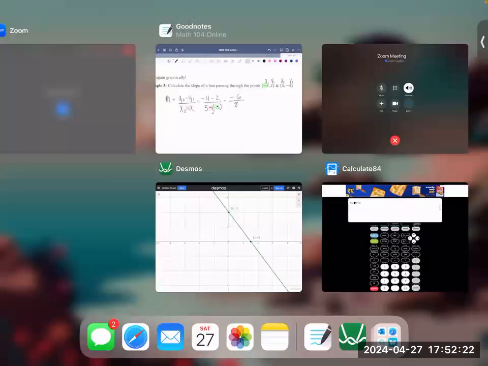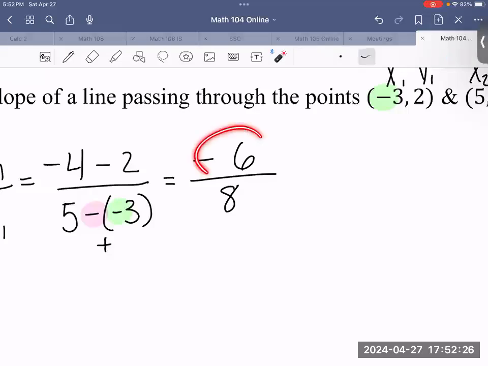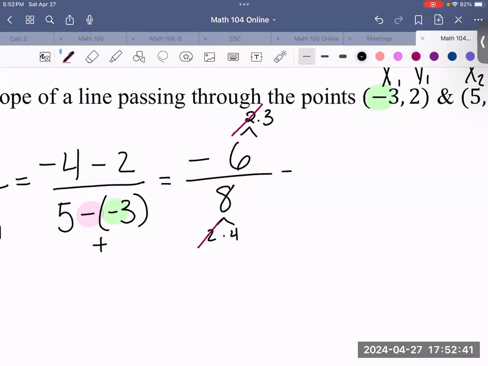Now, how we can reduce by hand is what do 6 and 8 have in common as far as their factors or their multiples? Well, 6 is made up of 2 times 3, and 8 is made up as 2 times 4. So they both have a 2 in common, which we can slash out. And whatever is left over is a part of your fraction, 3/4.